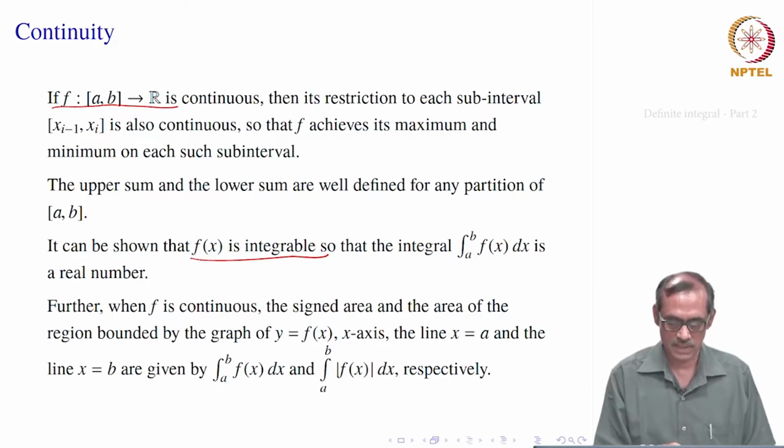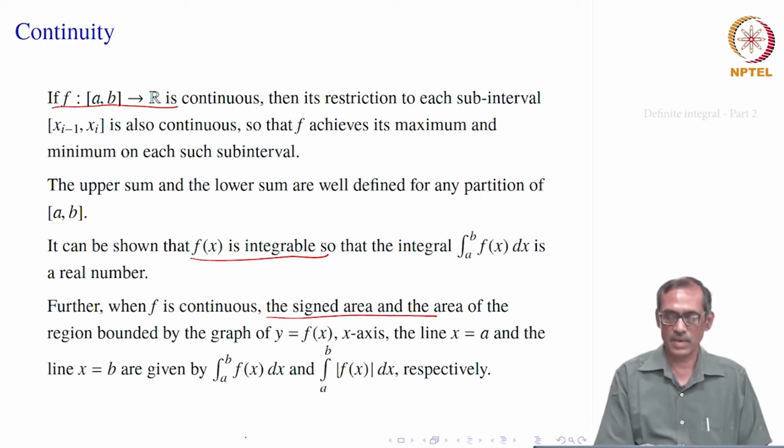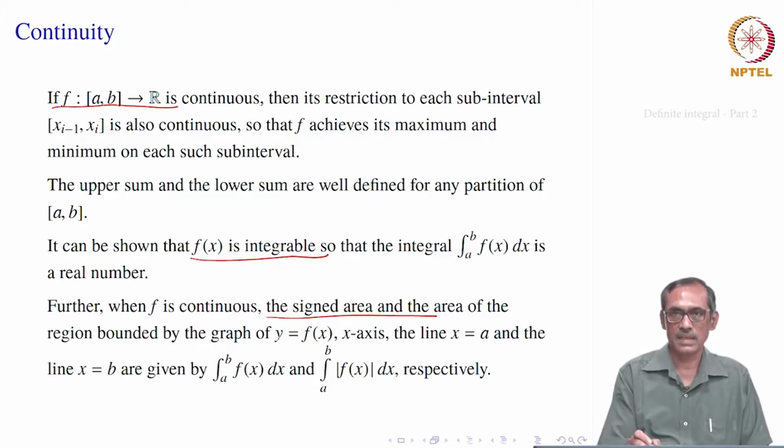We accept this result. Further, you see, in that case we are really getting the signed area. Okay? And what is that signed area? Area of the region, what is the region? It is the region bounded by the curve y equal to f of x, the x axis and the lines x equal to a and x equal to b. It is the signed area.